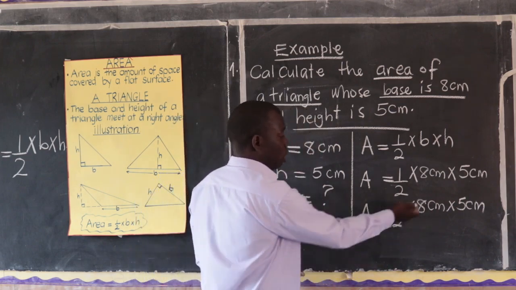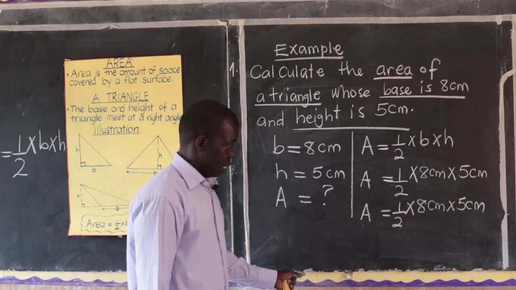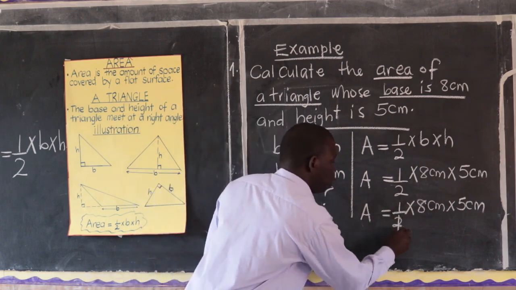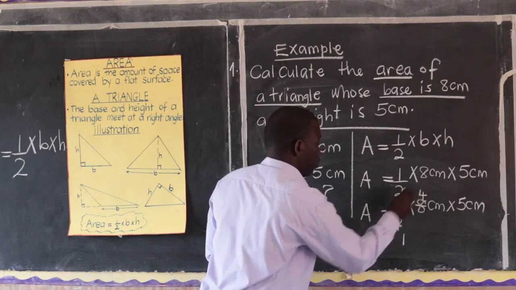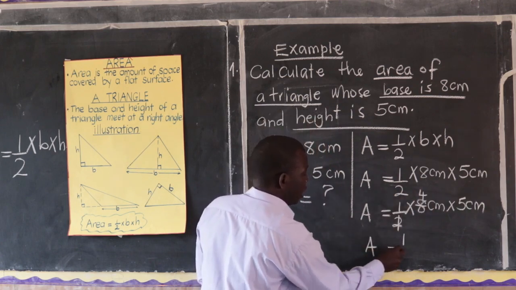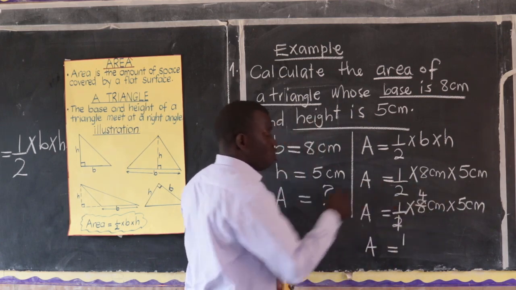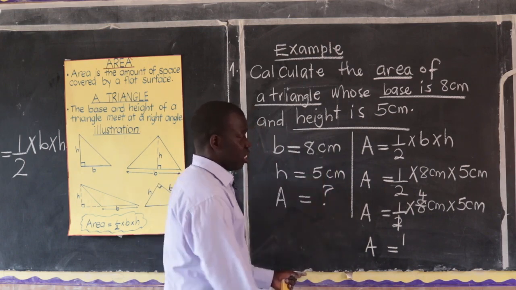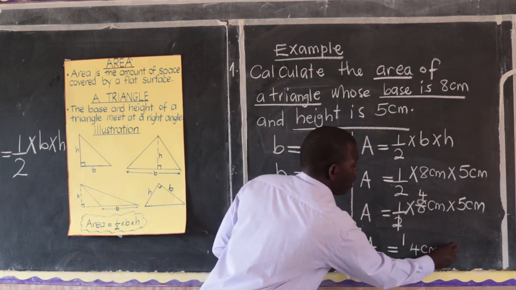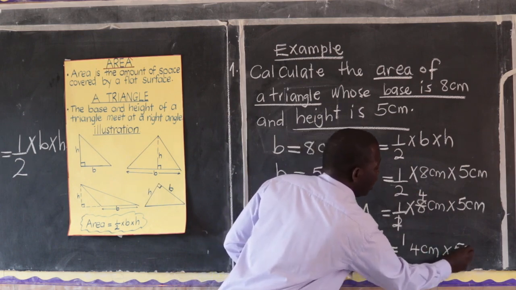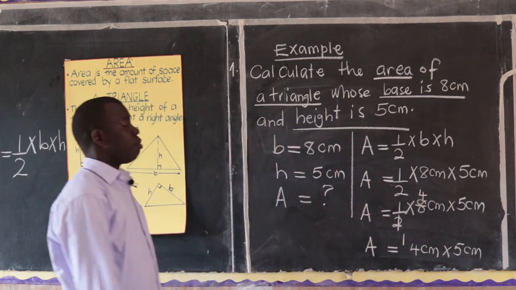No, not divisible. Let's look at this. What about this one? It is. So we can go ahead and say by 2, 1 by 2 here. What is it? 4. So after that, rewrite it, bring this down. Don't write the answer direct. Bring it down and say what we are left with now, multiplying 4 centimeters and 5 centimeters.